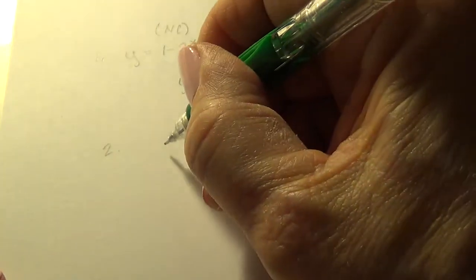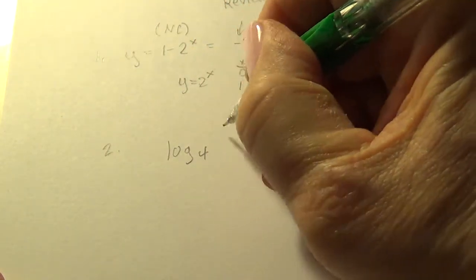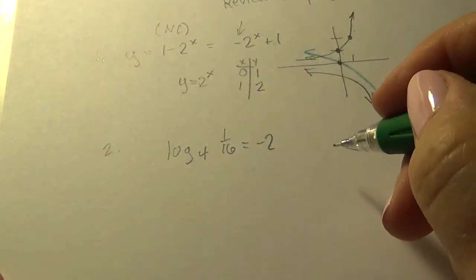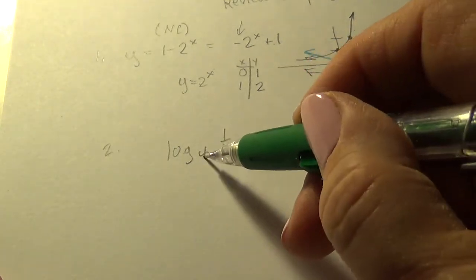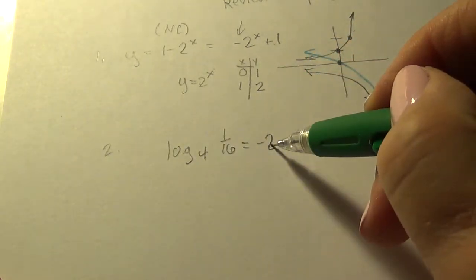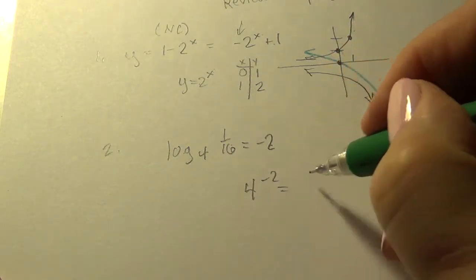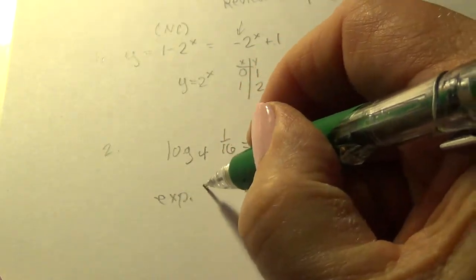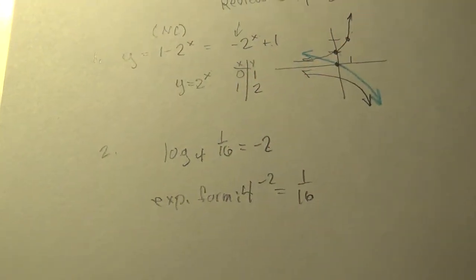Well, number two, we are taking this expression. It's called a logarithmic expression. And we're going to put it in what's called exponential form. So we're going to get rid of the word log. It's always this number raised to this number equals this number. It's not asking us to solve it. It's just asking us to put it in a different form. So this is exponential form.